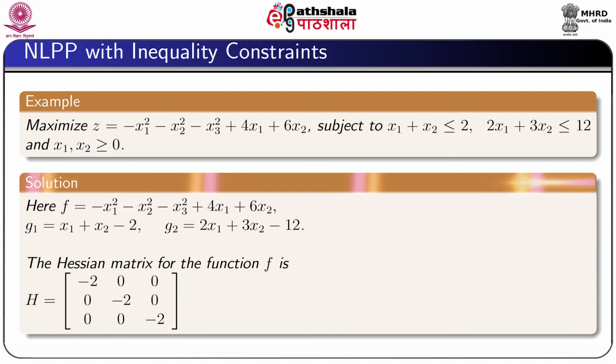Here we define f as minus x1 square minus x2 square minus x3 square plus 4x1 plus 6x2, g1 as x1 plus x2 minus 2, and g2 as 2x1 plus 3x2 minus 12. Then the Hessian matrix for the function f can be easily obtained as shown in this slide.